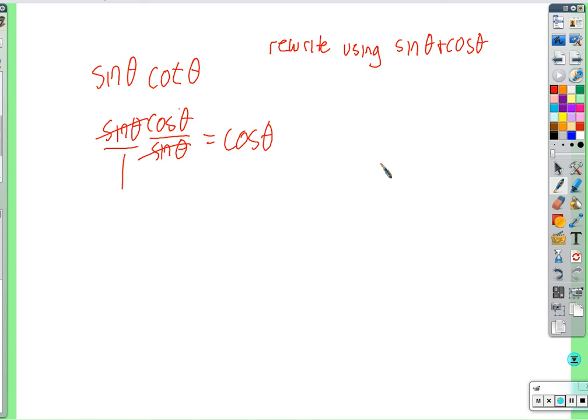For instance, the cosine over the secant. Cosine over the secant.